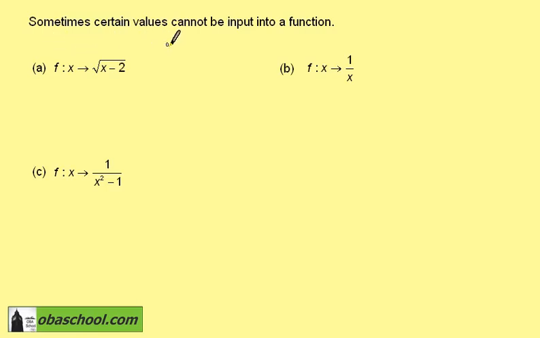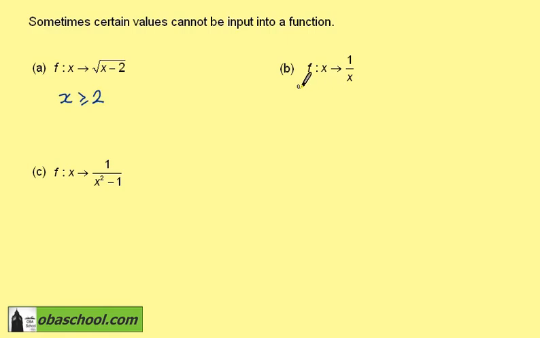Sometimes certain values cannot be input into a function. In other words, some values are not allowed to be in the domain of a function. Take for example here. We know that we can't take the square root of a negative number. This means that x must be greater than or equal to 2 for this function to work. If x is any value less than 2, we end up with a negative under the square root.